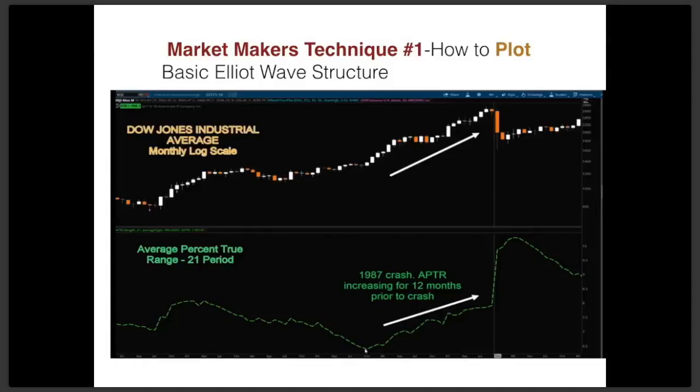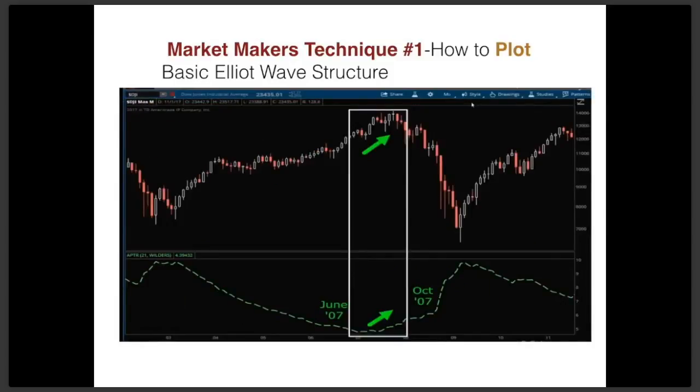Now there's one more thing with the markets. Just a heads up, the Dow Jones Industrial Average is at its lowest since the 1987 crash, right? So in '07, the subprime crash, from June to October, APTR, which is the average percent true range, started increasing before the crash happened. When it starts increasing, this is a sign that a crash is happening, right?